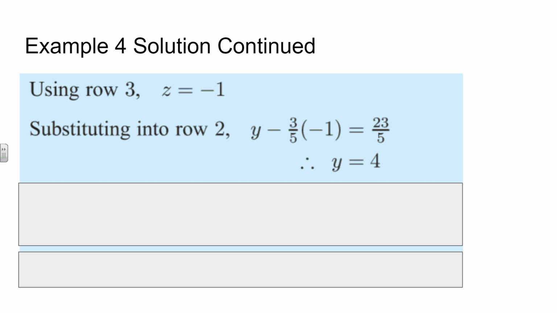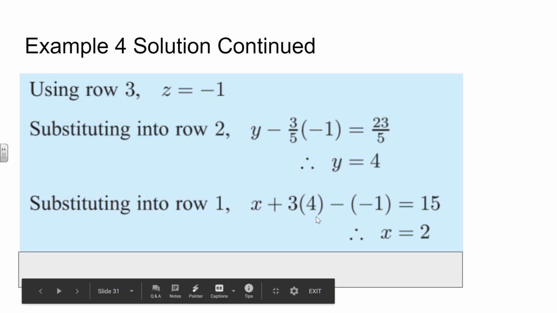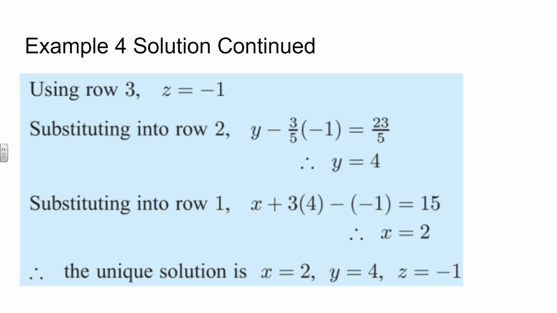Then I'm going to go to row 2, and it's going to say y minus 3/5 times -1, because that's the z value that we just found. And we end up getting a y value of 4 when I solve this equation here. Then I have y and I have z. Let's go up to row number 1. x plus 3 times 4 minus -1 equals 15. Therefore, x equals 2, and I have the solution. It's a unique solution at x equals 2, y equals 4, and z equals -1.